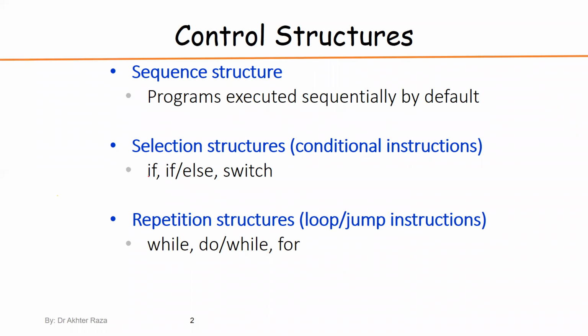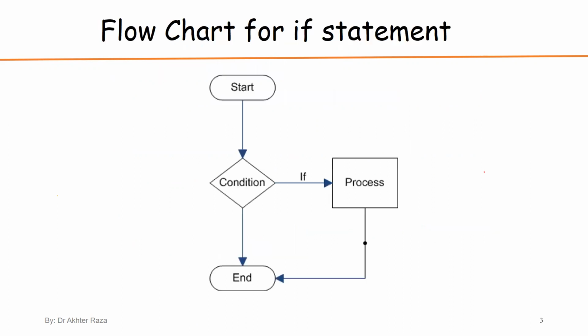There are three different ways of implementing a selection logic: by simple if, by if else, and by switch. So these are the three different options. Still, we can use the conditional operator, as I explained in the last lecture. The conditional operator can also be used for conditional logic.